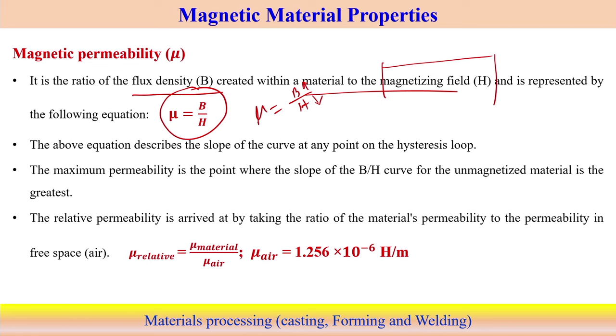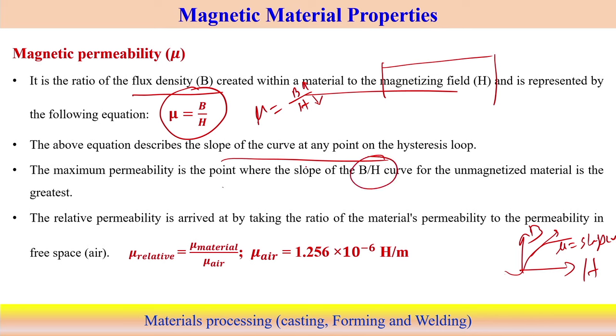Therefore the above equation describes this permeability, which can be mathematically defined as the slope of the curve in the hysteresis loop, because in the hysteresis loop we use H and B. If the curve is something like that, at any point the slope indicates mu, which is basically the slope of this BH curve. The maximum permeability is the point where the slope of the BH curve for the unmagnetized metal is the greatest. When the slope is at its maximum at this point, we can find the maximum permeability of this particular magnetic material.